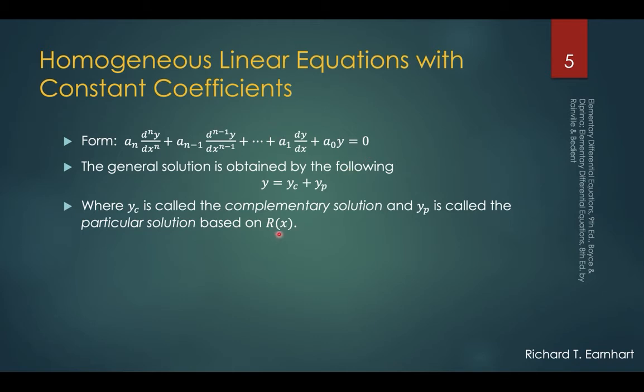But since we have a homogeneous linear equation, this time your r of x is equal to 0, and then y sub p will be 0 in that case, and then your general solution will be based only on the complementary solution.